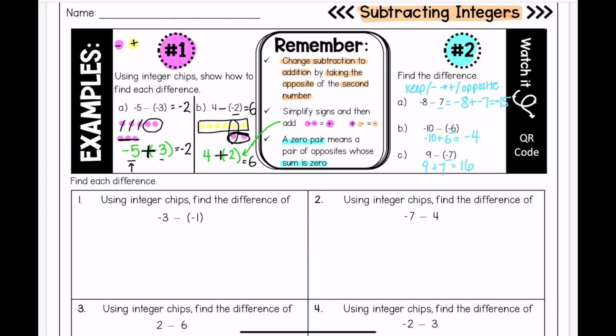So I did number 2 this way, where I changed them all to addition, and that might be the easiest way for you, or you could do the integer chips, or you could change your signs and then follow your addition rules. I hope that this has helped you and will help you to complete the rest of the worksheet.